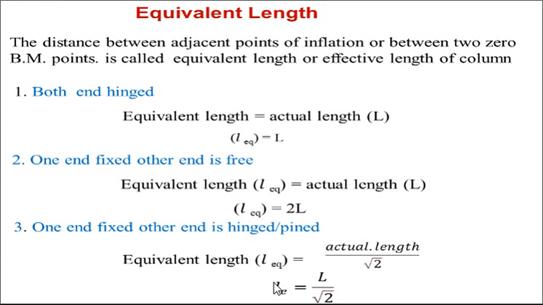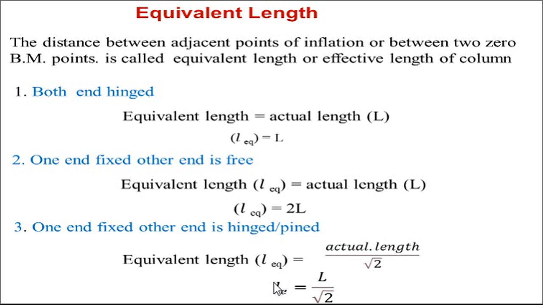First of all, the equivalent length. Here a definition is written: the distance between the adjacent points of inflection, or between two zero bending moment points, is called the equivalent length, or it is also called the effective length of column. Do you understand that equivalent length is nothing but the distance between the two zero bending moment points?